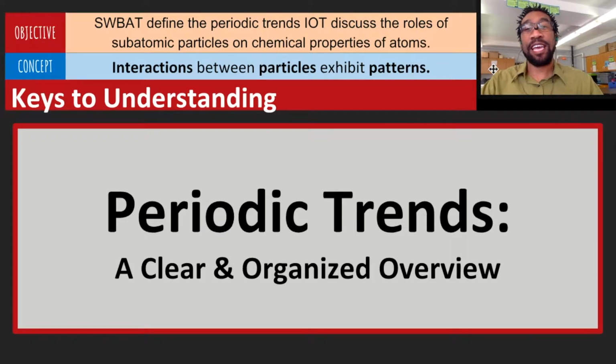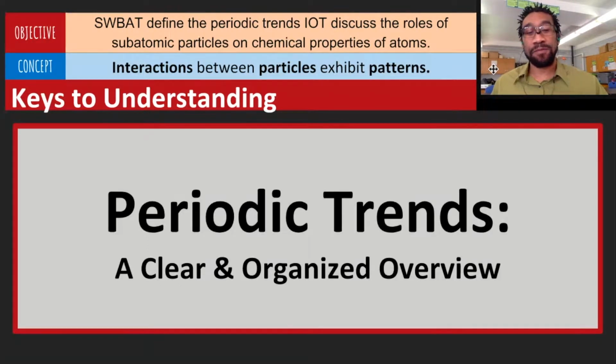Today I'm here to give you the keys to understanding the periodic trends. I'm going to give you a very clear and organized overview of how all the periodic trends function and work, or most of them at least. You're going to be able to define the periodic trends so that you can discuss the role of the subatomic particles on chemical properties of atoms. The key here is you've got to understand the interactions between the particles, specifically the subatomic particles, because they're the ones that exhibit the patterns.